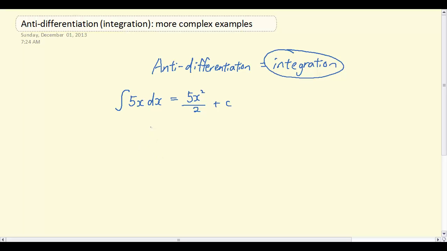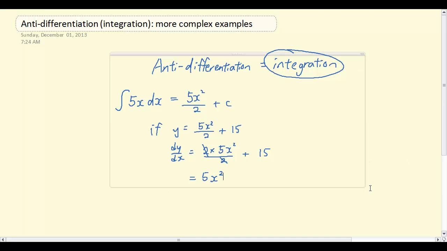So let's try that. If y equals 5x squared over 2, let's say plus 15, or you can put any number here, then dy over dx is equal to 2 times 5x squared over 2 plus 15, and this 2 divided by 2 cancels down to 1, so it's 5x. The 15 is a constant, so it disappears when you differentiate it, and here's the answer.